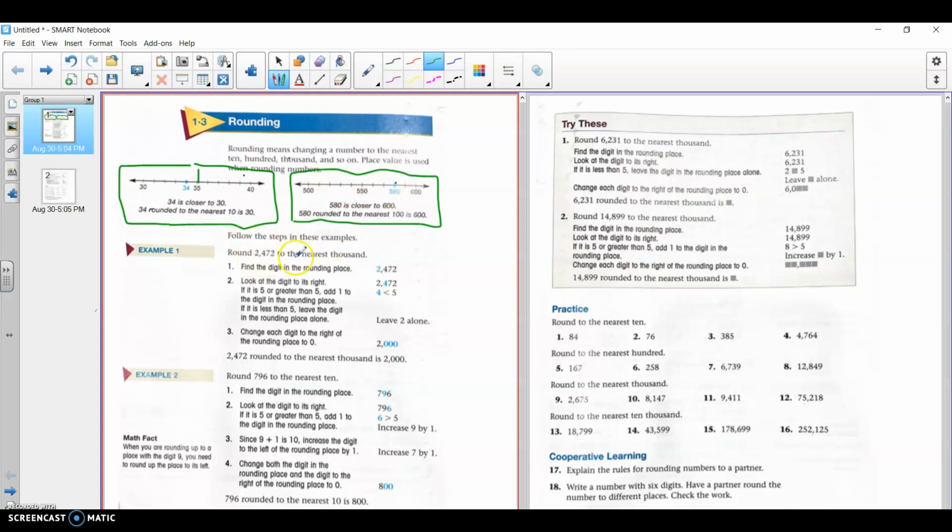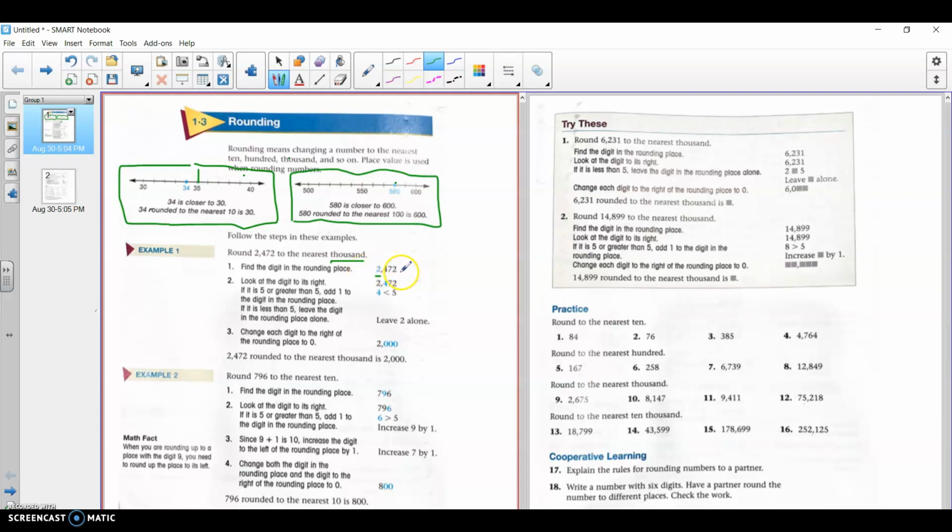Round 2,472 to the nearest thousands. So this is what they'll teach you in the book, and I'll kind of change it right now as we go. It says find the digit in the rounding place. So they asked for the nearest thousand. What I would tell my students and teach you in my room would be to underline the number in the thousands. And how do I know that 2 is in the thousands?